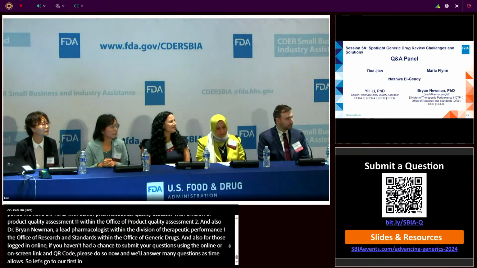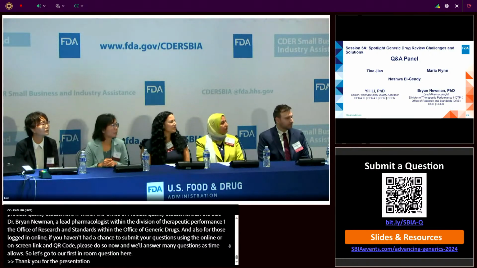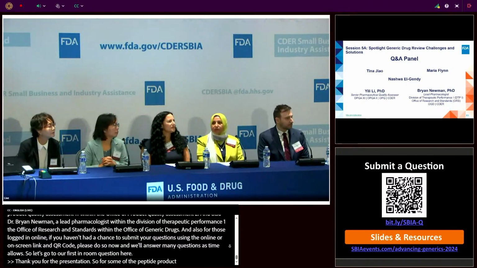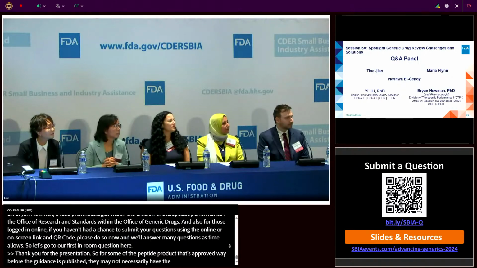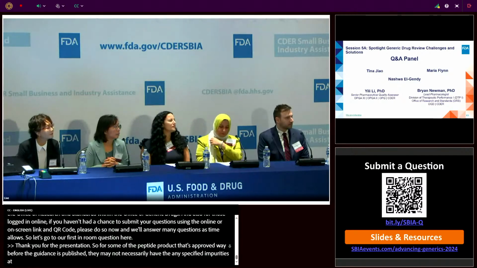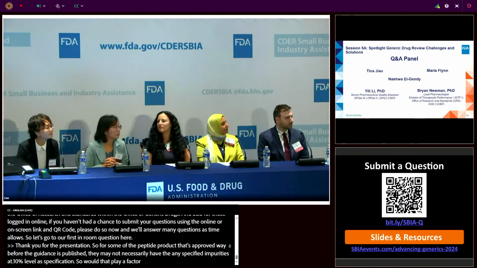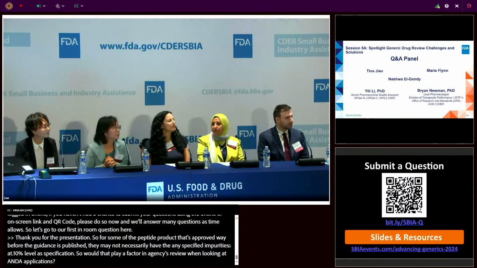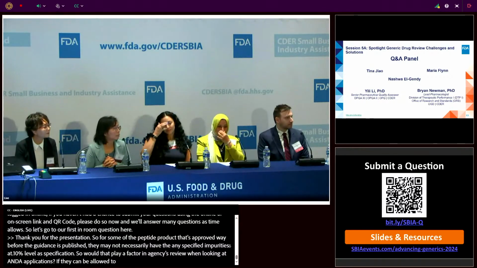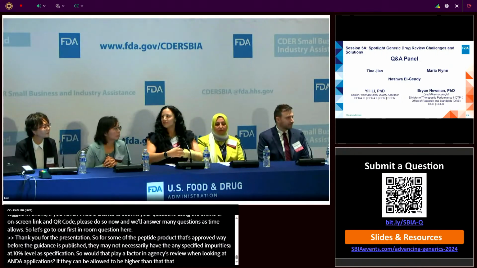Thank you for the presentation. So for some of the peptide products that were approved way before the guidance was published, they may not necessarily have any unspecified impurities at the 0.10% level as the specification. So would that play a factor in the agency's review when looking at the ANDA applications? Because if they can be allowed to be higher than that, but then we are held to a much tighter spec and the golden 0.10 number.